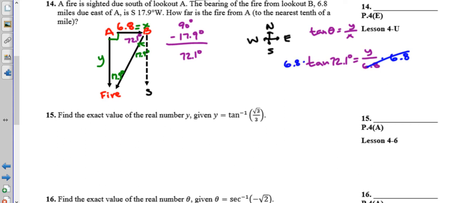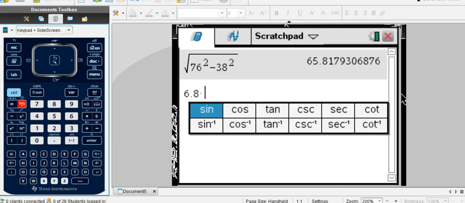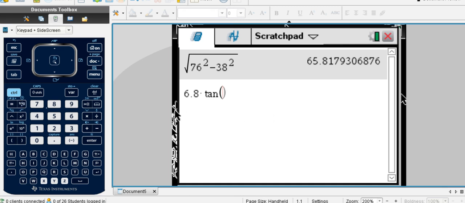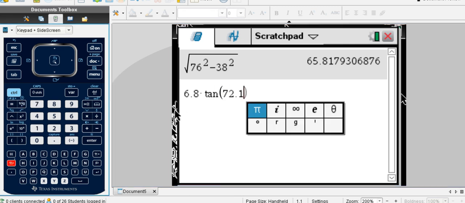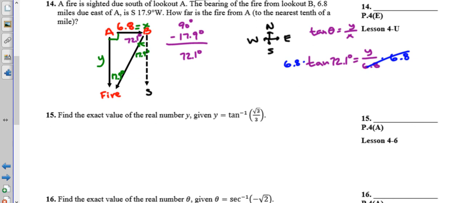And so when I do that, I should get my y value. So let's go over here. 6.8 times the tangent of 72.1. I'll hit the degree button to make sure I get the right answer. It says round to the nearest tenth, so it would be 21.1. So my y would be 21.1. And this is in miles. And so that would be our final answer. Fire is 21.1 miles away.